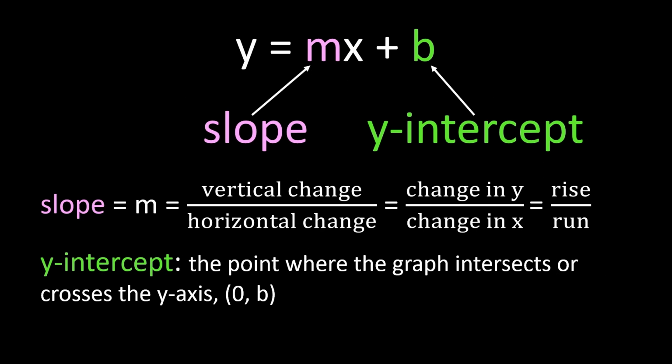Our y-intercept is the point where the graph intersects or crosses the y-axis. That's the point (0, b). Another thing you can think about with b is the beginning, because it's the first point we're going to start with. Let's take a look at our examples.